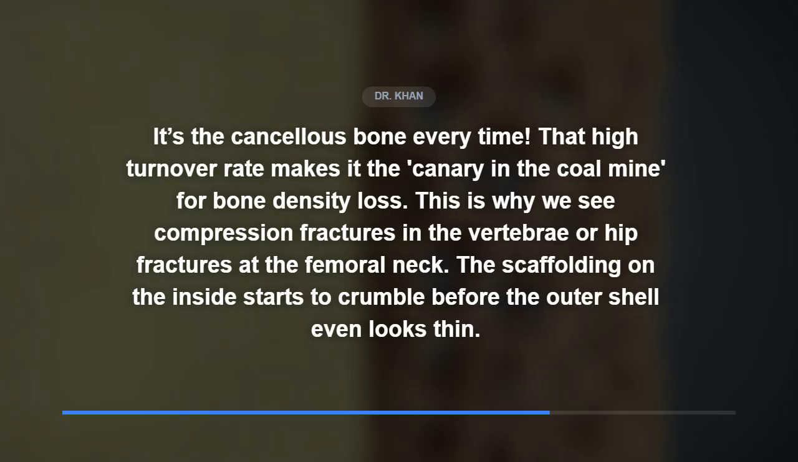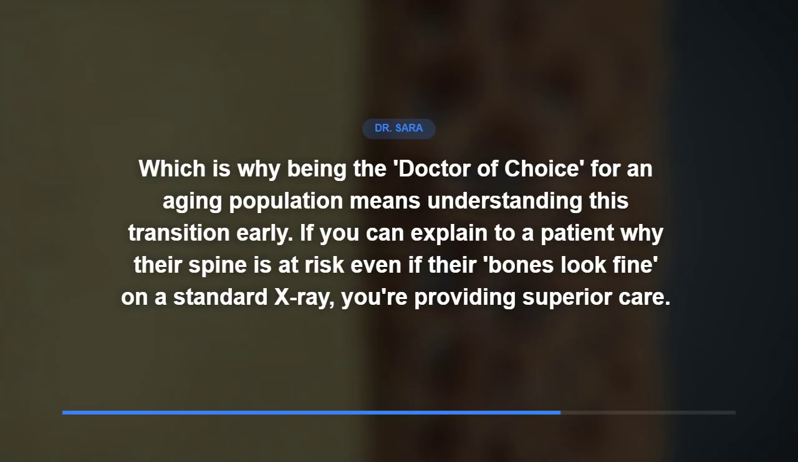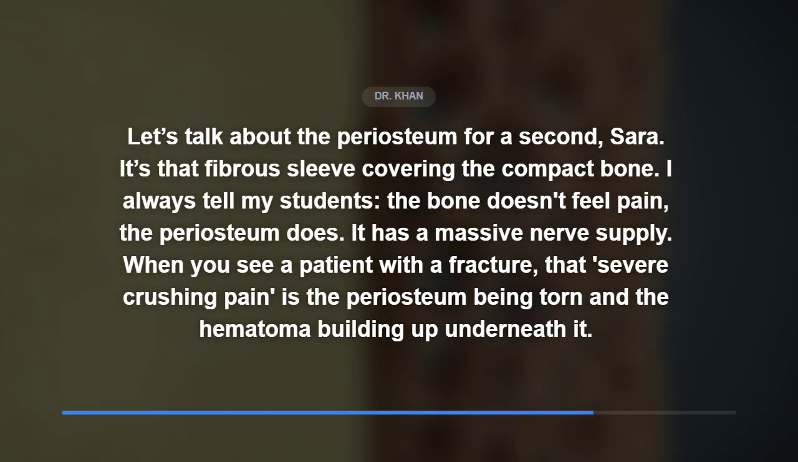This is why we see compression fractures in the vertebrae or hip fractures at the femoral neck. The scaffolding on the inside starts to crumble before the outer shell even looks thin. Which is why being the doctor of choice for an aging population means understanding this transition early. If you can explain to a patient why their spine is at risk, even if their bones look fine on a standard X-ray, you're providing superior care.